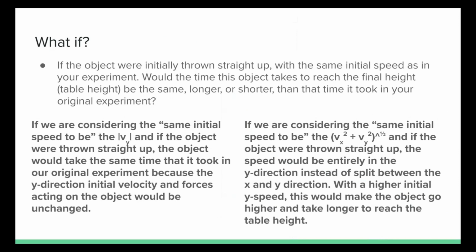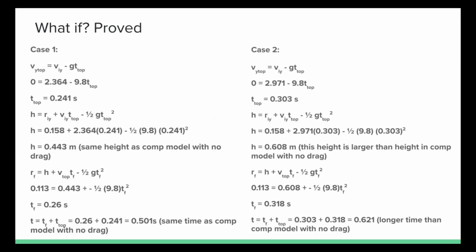And if the ball was thrown up with the same initial speed as the experiment, would this object take longer, shorter, or the same time to reach the table height? If the same initial speed was just the absolute value of uy, then it would be the same time. But if we're using speed literally, the magnitude of the velocity, it would take longer. And here's all the math to prove it.